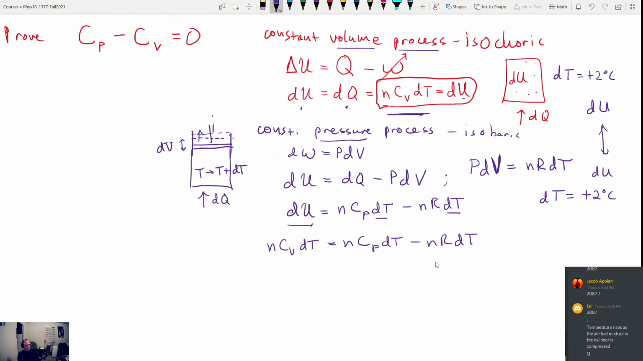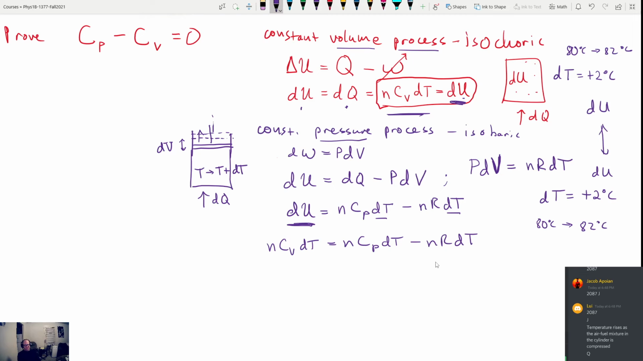Does that make sense? These du's should be the same, assuming that it's the same type of process, right? Assuming that we go from, let's say, 80 degrees Celsius up to 82 degrees Celsius in this process, and we also go from 80 degrees Celsius up to 82 degrees Celsius in this process. As long as we choose the exact same temperature difference, then we expect du to be the same.